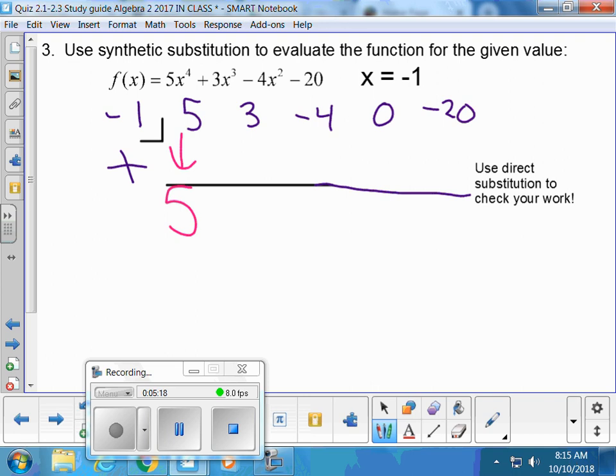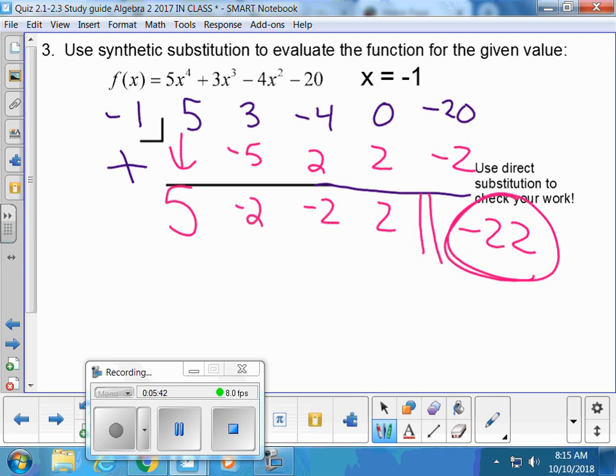5 times negative 1 is negative 5. Add straight down. That'll be a negative 2. Negative 2 times negative 1 would be a positive 2. Add straight down. Negative 2. Negative 2 times negative 1 is positive 2. Add straight down. And then positive 2 times negative 1 is negative 2. Add straight down. Negative 22. You can nod your head if you got negative 22, because I haven't actually done this problem yet today.